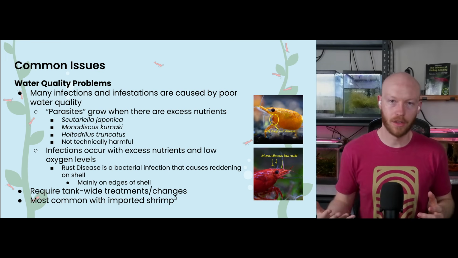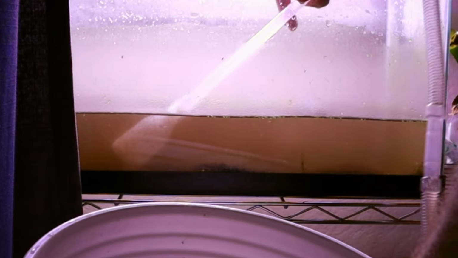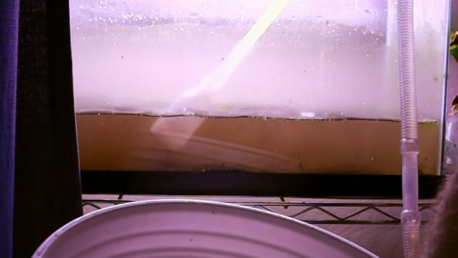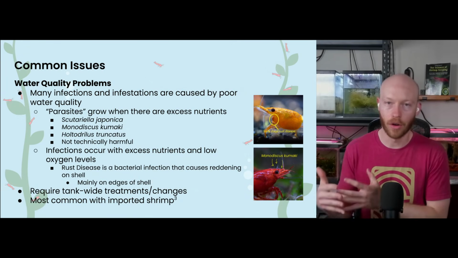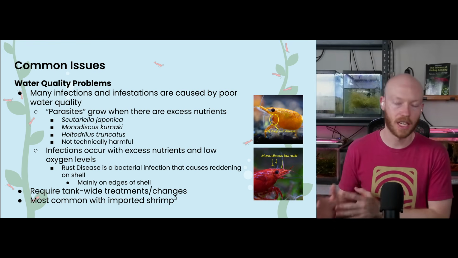These are much more likely to occur because you have more bacterial growth. Additionally, if you disturb the substrate, if you're adding a lot of extra fertilizer, if you're overfeeding, if you're not doing frequent enough water changes or filter maintenance, then that can lead to more nutrient buildup and then lead to seeing more Scuderiella, Monodiscus, that sort of thing.